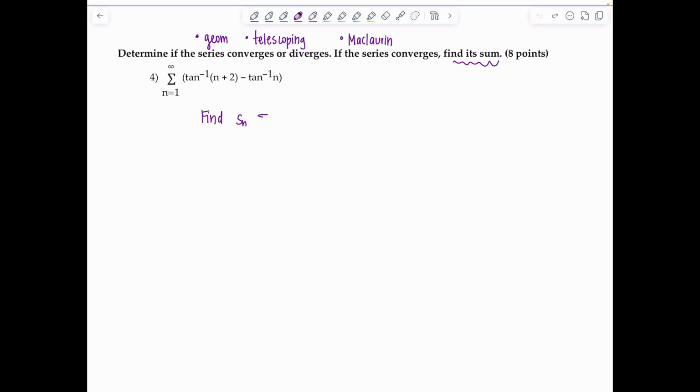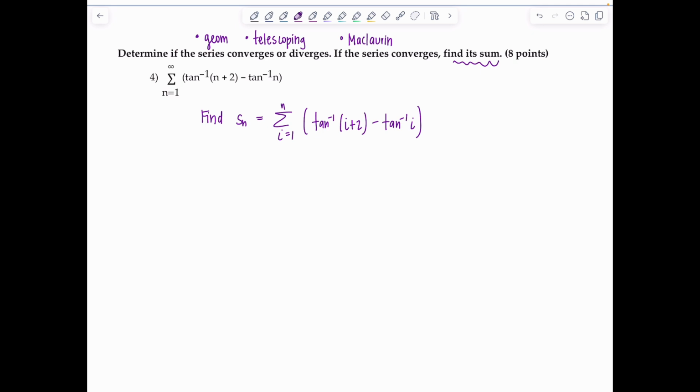When we're dealing with a telescoping sum, first we're going to find the nth partial sum. So we're going to rewrite it as the sum i equals 1 to n of tan inverse of i plus 2 minus tan inverse of i. We have to switch this to i, you need a new index of summation. If this does not sound familiar, then go watch, I have a whole video dedicated to telescoping series.